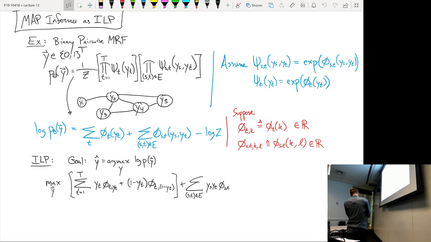So here we're going to say subscript ys yt, and then plus 1 minus ys yt times phi st 1 minus ys yt, plus 1 minus yt times ys times phi of st ys 1 minus yt, and plus 1 minus ys 1 minus yt phi of st 1 minus ys 1 minus yt.